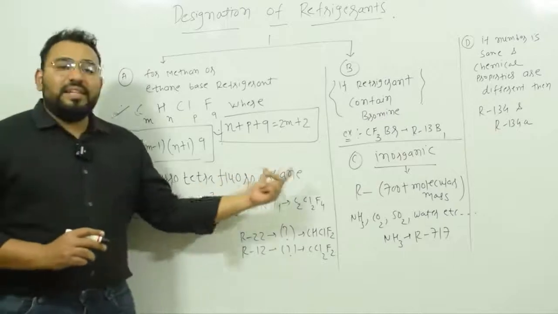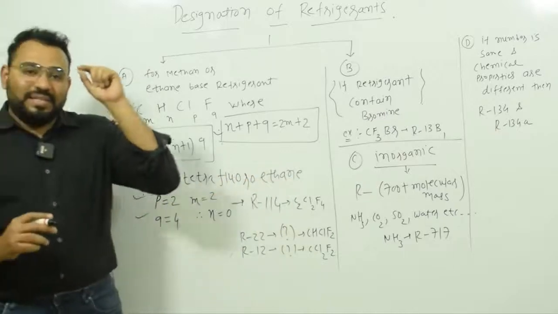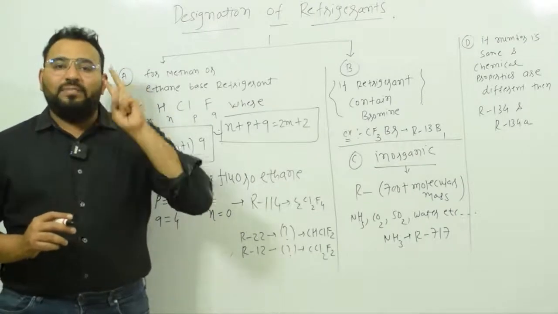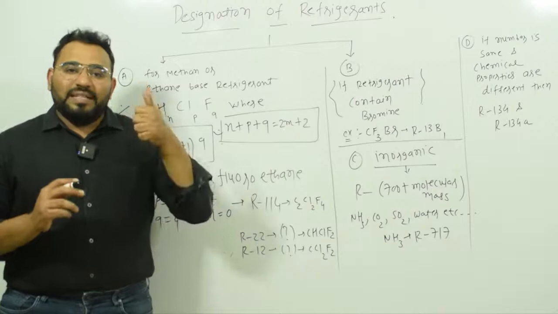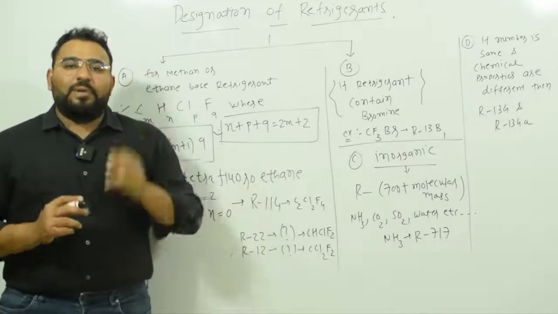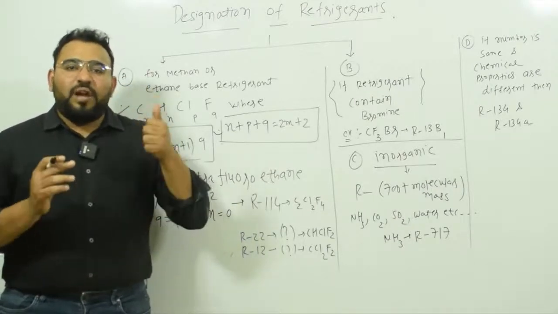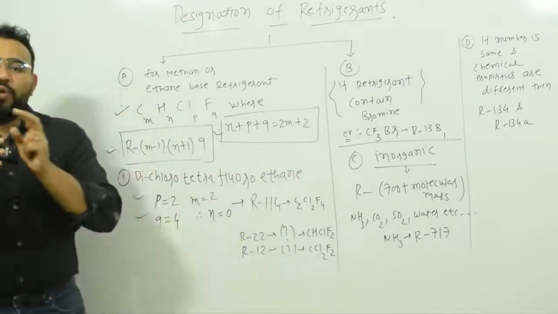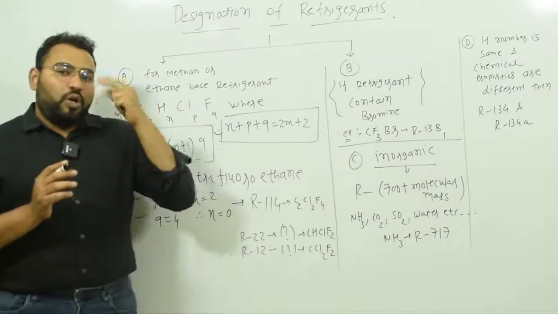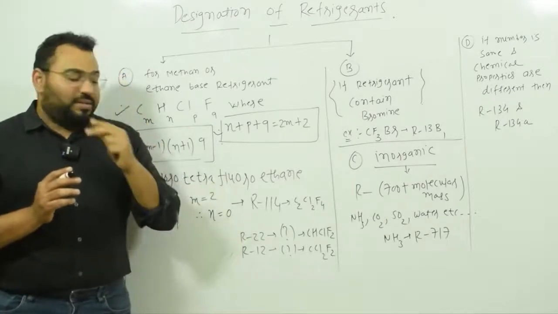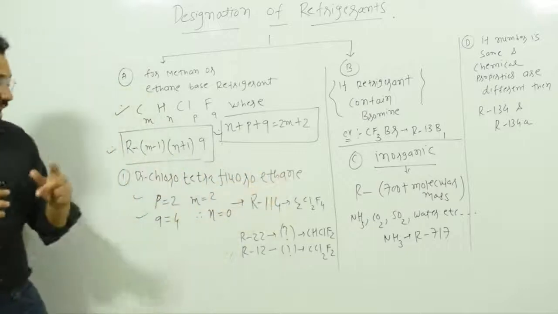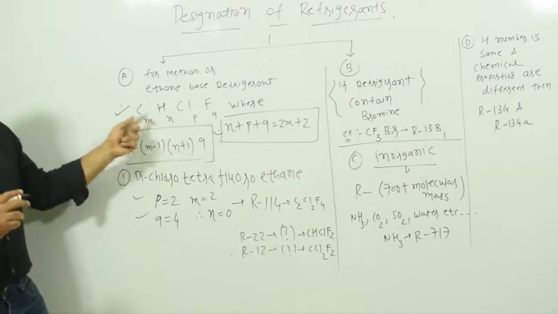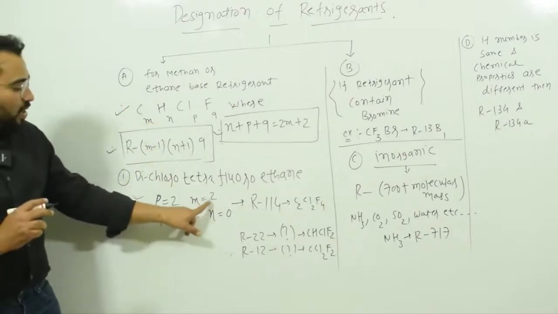Now here the word is ethane. You know this thing: methane means CH4, 1 carbon. Ethane means C2H6, 2 carbon. Propane means C3H8, 3 carbon. Butane means C4H10, 4 carbon. So ethane means C2H6, and how many carbons are there? 2 carbons, C2H6. So the number of carbons will be 2 for ethane, and we know that M shows the number of carbon. So we can write M equal to 2.